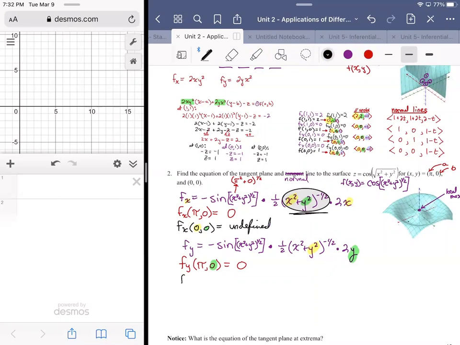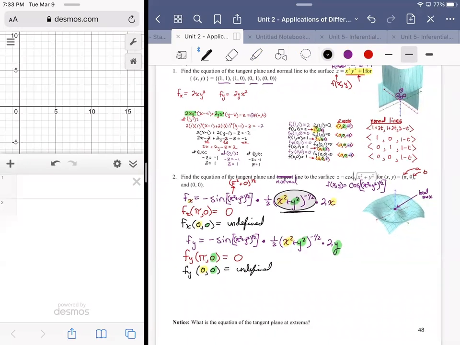right? So f sub y of 0, 0, that's going to play out the same way because we're making the same substitutions. So in for the x and the y here, well, actually, my highlighting is a little off now. So in for the x and the y, I'm going to get a 0. So this is going to end up being undefined.